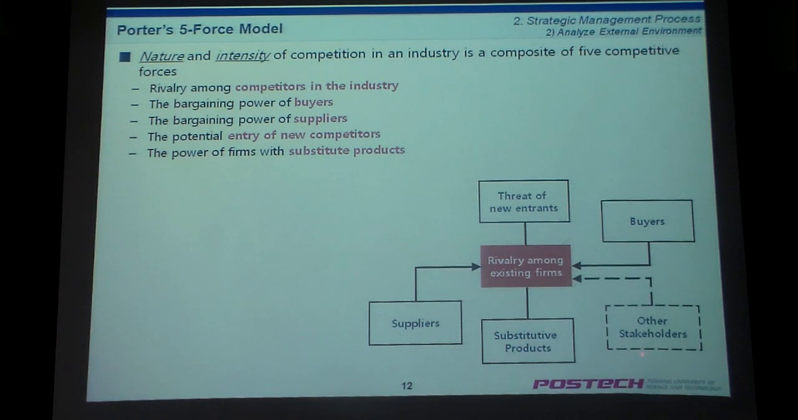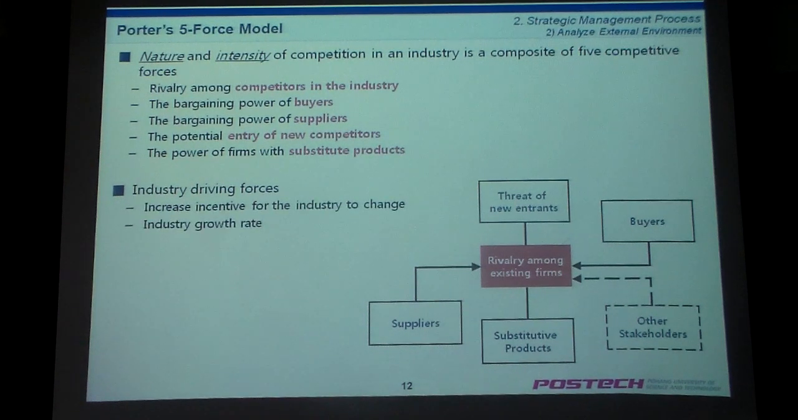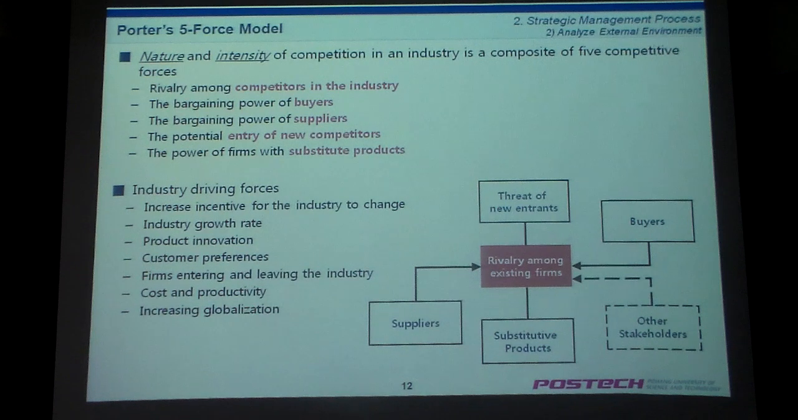And the other stakeholders, as we saw, such as stockholders, governments, and labor unions, can be other stakeholders. So post 5-force model, you have to increase incentive for the industry change, industry driving forces: industry growth rate, product innovation, customer preferences, firms entering and leaving the industry, cost and productivity, increasing globalization. Okay, these are industry driving forces. However, these industry driving forces cannot be achieved without appropriate strategy against these 5 forces or 6 forces.